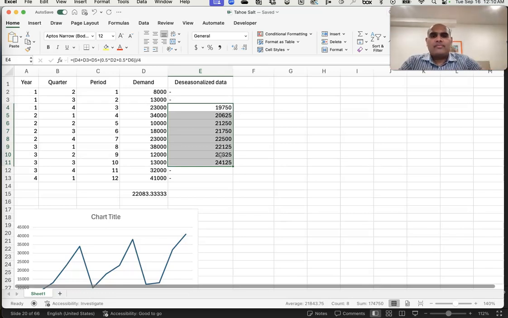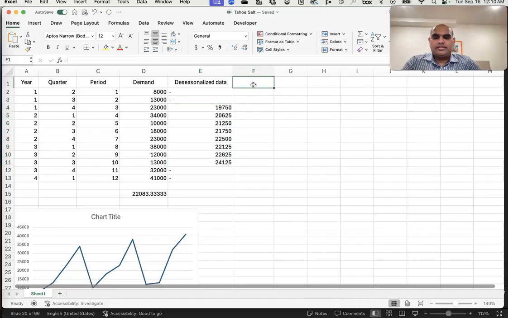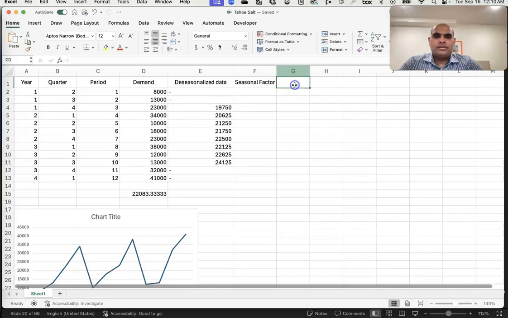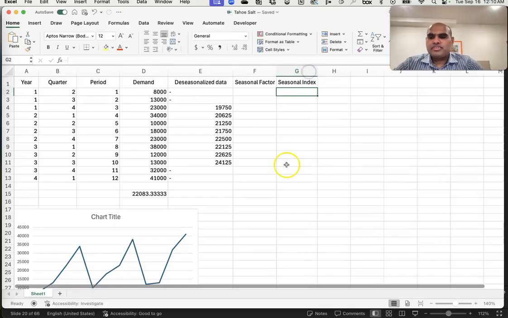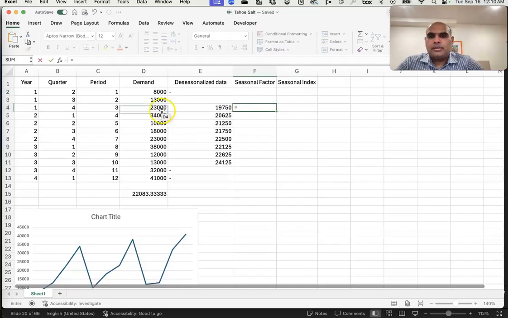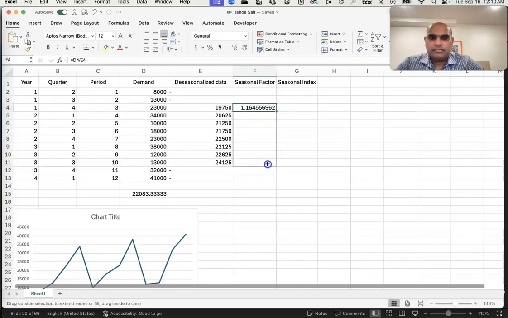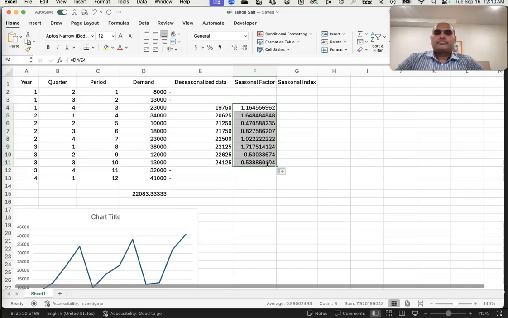Now, once you have this, you calculate the seasonal factor and the seasonal index. Okay, let's calculate the seasonal factor first. So seasonal factor is simple. You take the demand divided by the deseasonalized demand. That's the seasonal factor. It's as simple as that. Okay, some of these are less than 1, some of these are more than 1.